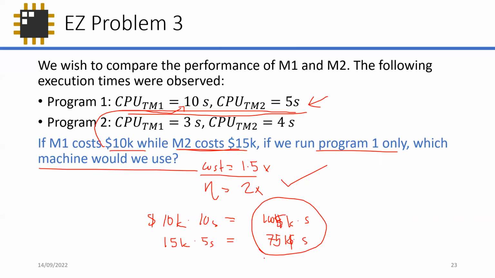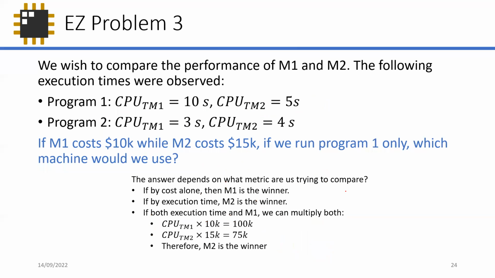It's consistent with what you said, that machine 2 is a much better option. The reason why you can multiply them together is because you want to have the least number of dollars, and at the same time, you want to have the least number of seconds too. In both cases, machine 2 is the winner. So that's a valid process of thinking, of picking out. Okay. So that's the one.